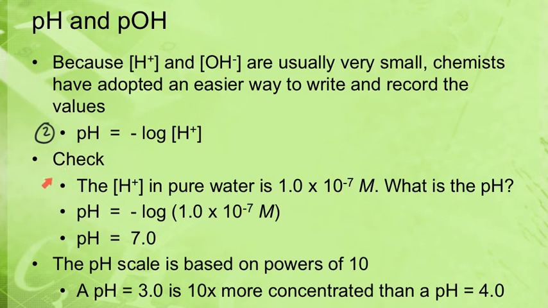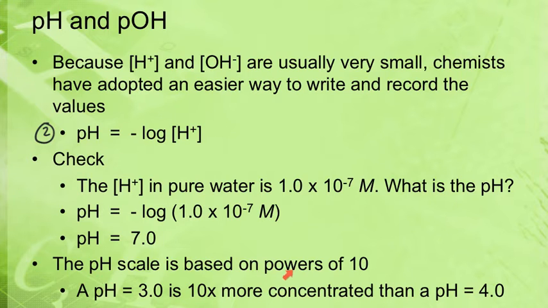So here's what I want you to do with your calculator. Make sure that you get this and get it correct. The hydrogen ion concentration in pure water is 1 times 10 to the negative 7th molar. What's the pH of pure water? If you know anything about the pH scale, it goes from 0 to 14, where 7 is neutral. Well, if you type into your calculator negative log and then 1 times 10 to the negative 7th, you should get a pH of 7, which would tell you that it's neutral.